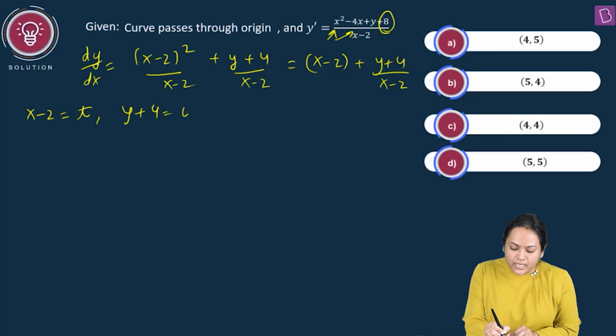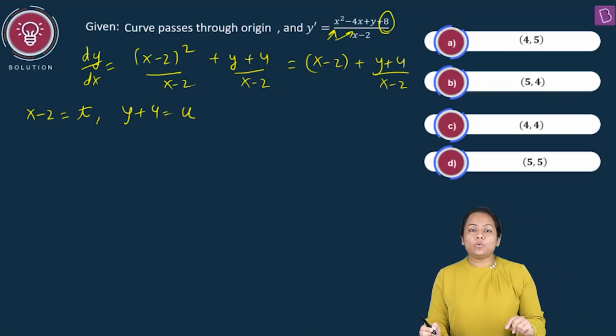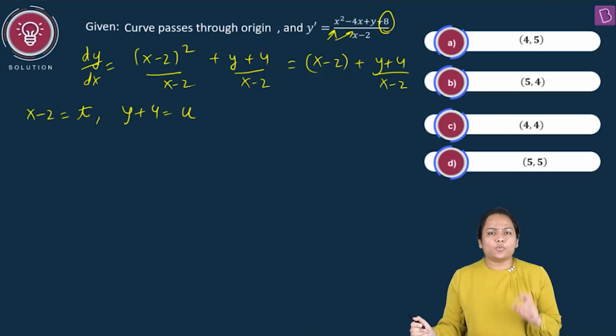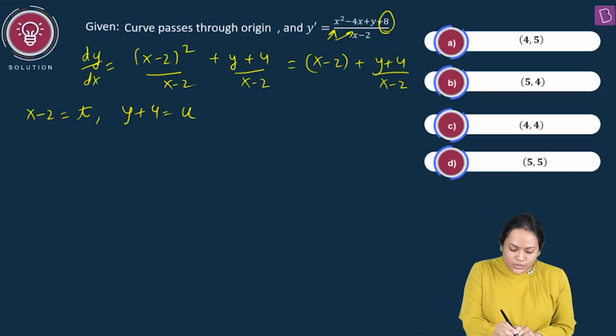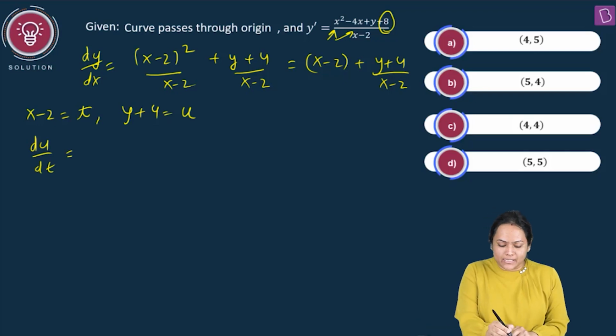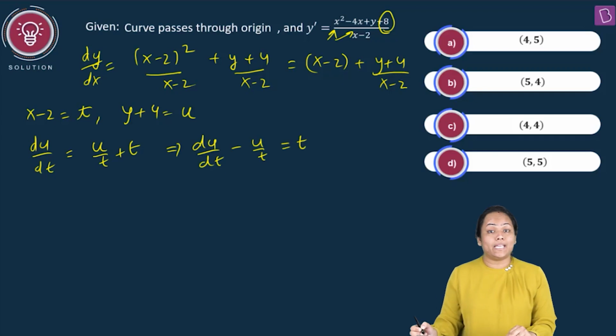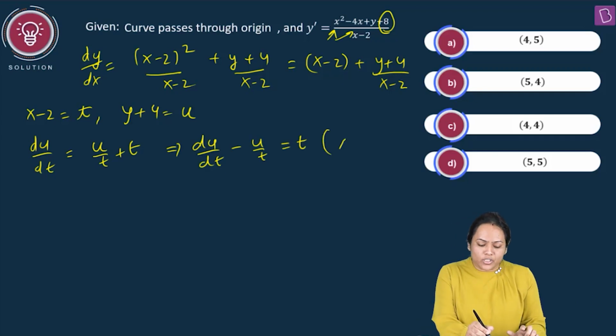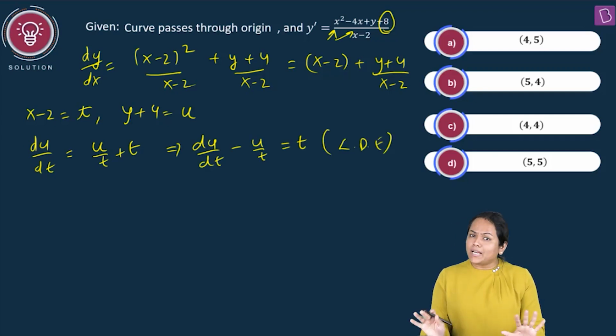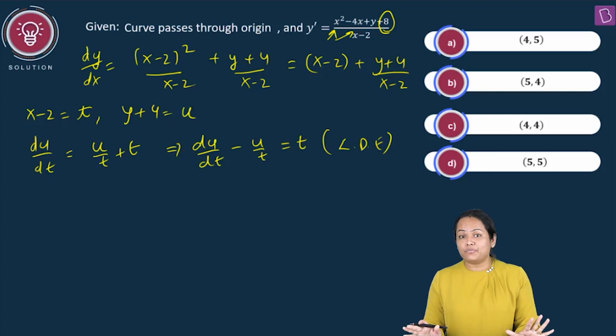Y plus 4 I am taking as u. When I do that, you already know that dy by dx will be equal to du by dt. So I can say that my du by dt further can be written as u by t plus t, or you can say that du by dt minus u by t is equal to t. Now can you see a linear differential equation written, guys? And I hope you know how to solve this linear differential equation.